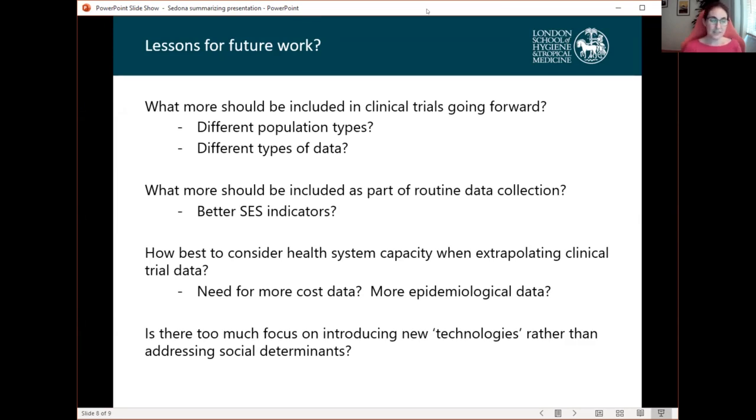And then finally, reflecting a bit more broadly and drawing from Nicola's work, we presented 2 technologies, vaccine and IPT, and then one more potential for preventing TB by addressing social determinants rather than just introducing new technologies. So are we focusing too much on introducing new technologies and not enough on addressing the root cause of why people are actually getting TB?